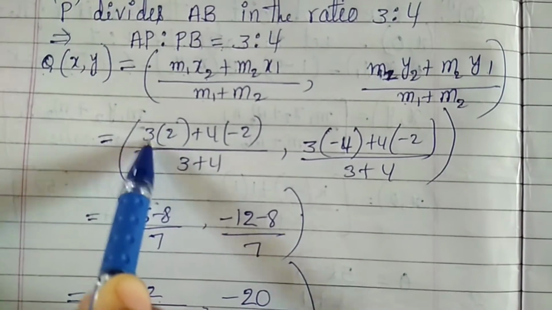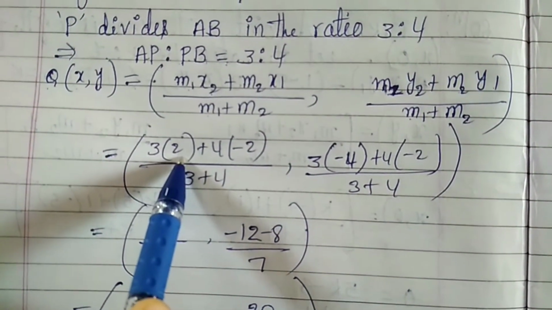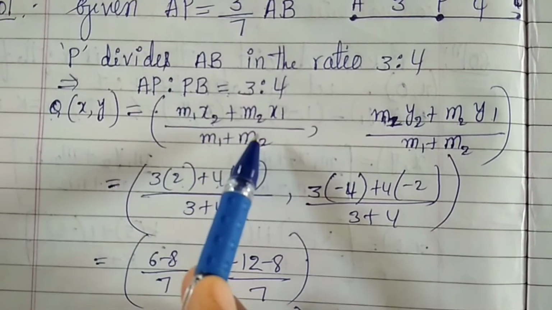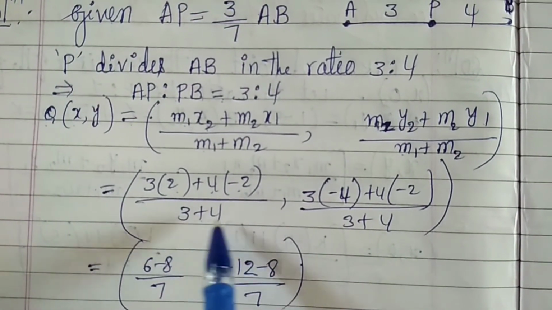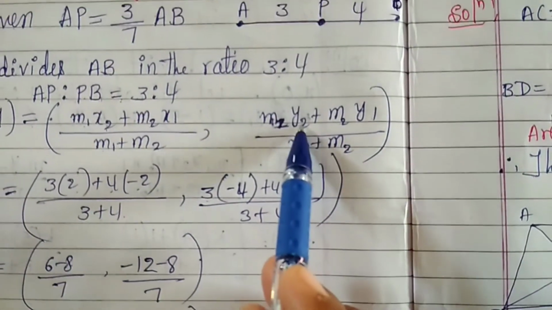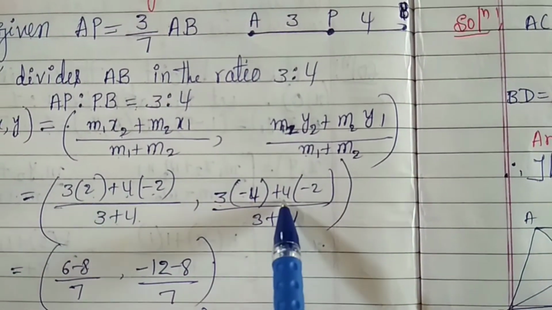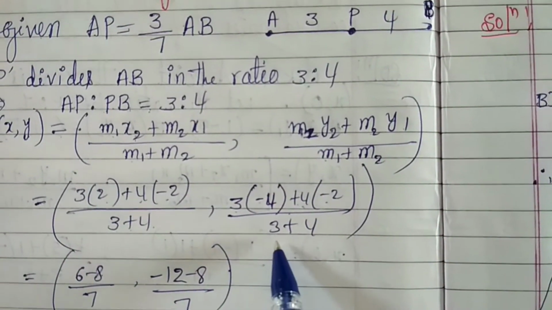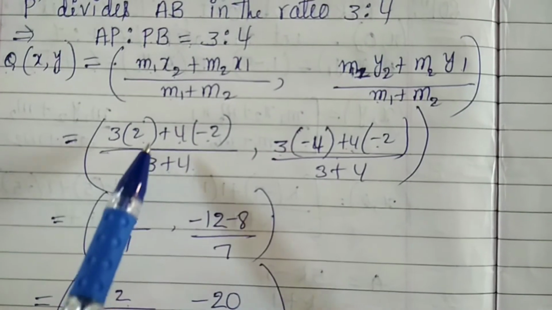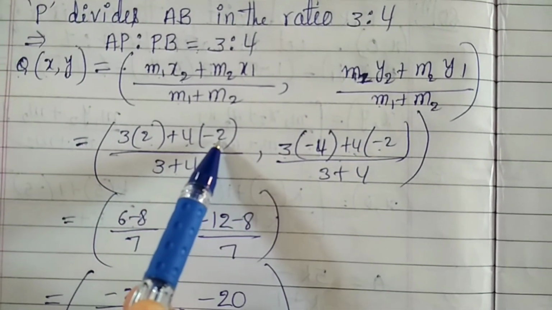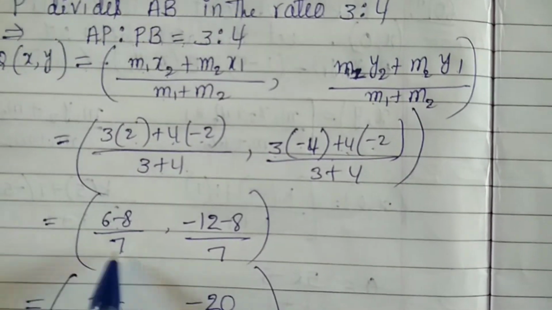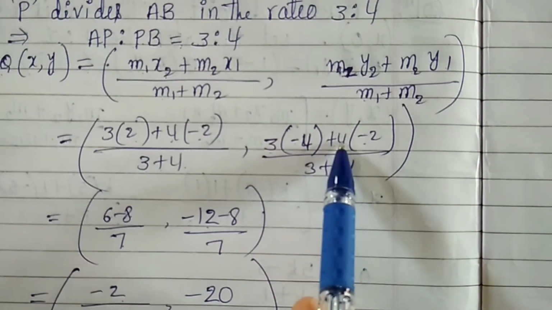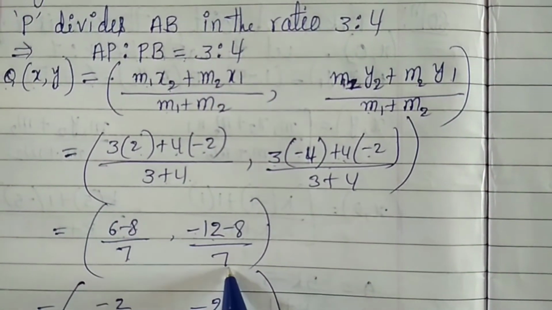m1 means 3, x2 is 2, plus m2 is 4, x1 value -2, m1 plus m2 means 3 plus 4, m1 value 3, y2 value -4 plus m2 value 4, y1 is also -2 divided by m1 plus m2 is equal to 3 plus 4. 3 2s are 6 plus into minus -8, 4 2s are 8 divided by 7, comma plus into minus 3 4s are 12 plus into minus 4 2s are 8, 3 plus 4 is equal to 7.